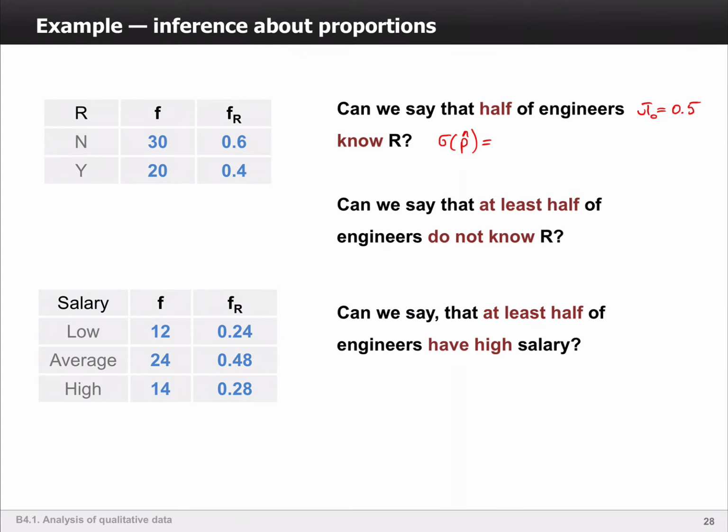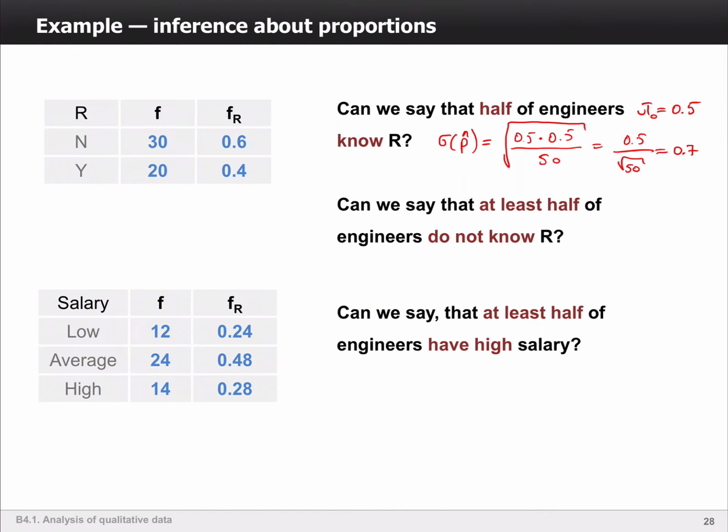Then we can calculate the sigma, the standard error for the population proportion, as follows. So it's 0.5 times 1 minus 0.5, which is also 0.5, right? Divided by 50, and then it's the square root of this, okay? Which gives us 0.5 over the square root of 50, which is approximately 0.7. So this is our standard error for the sample proportions.